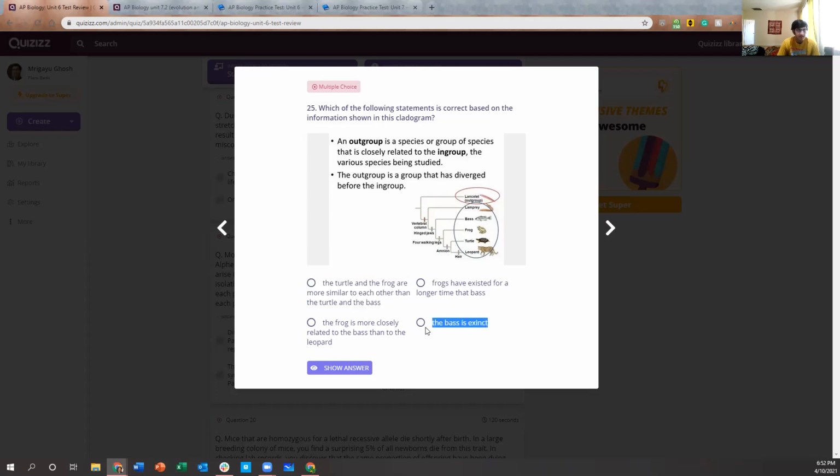Okay, I'm going to eliminate this answer choice. The bass is extinct, because we don't know that. Frogs have existed for a longer time. Once again, we don't know that.